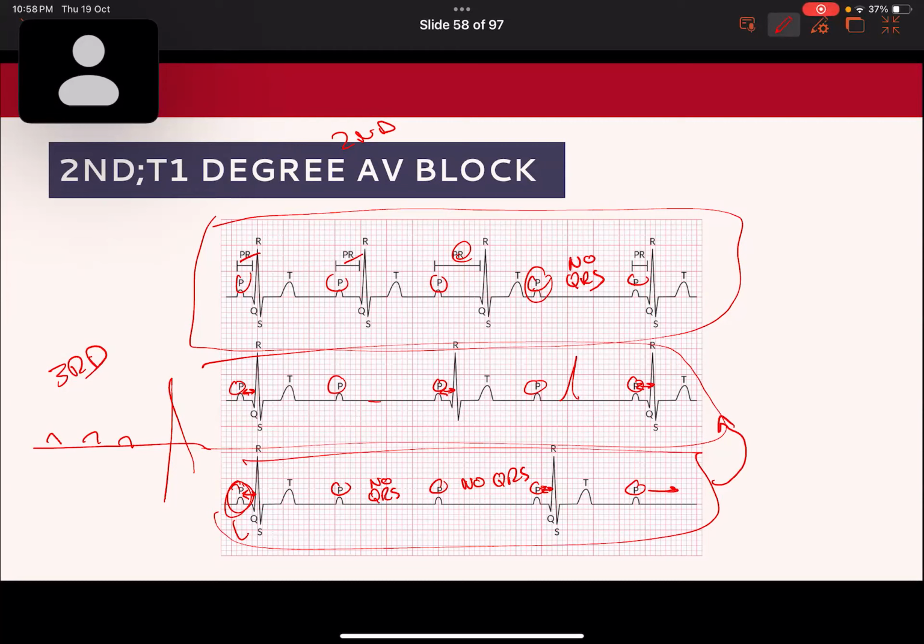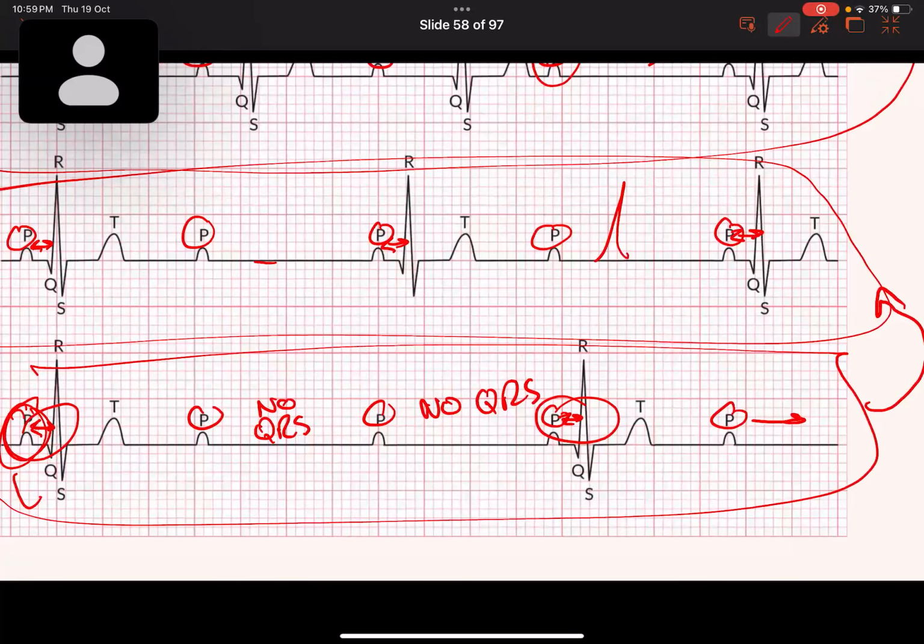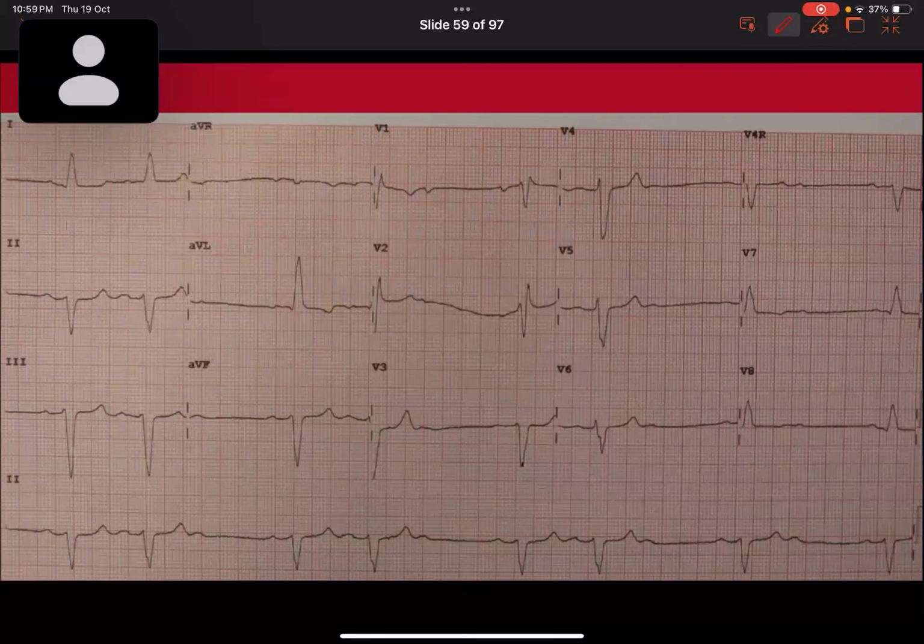Because whatever PR intervals are there are normal, they're not prolonged. And the second thing is that sometimes you have no QRS complexes. When you have those two features, that will be considered a second degree type 2 AV block, okay? Let's take a look at this one.